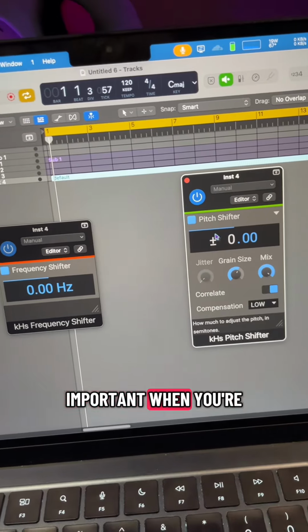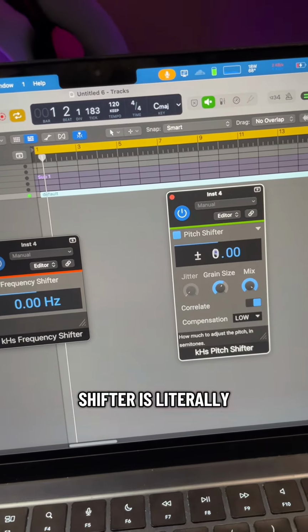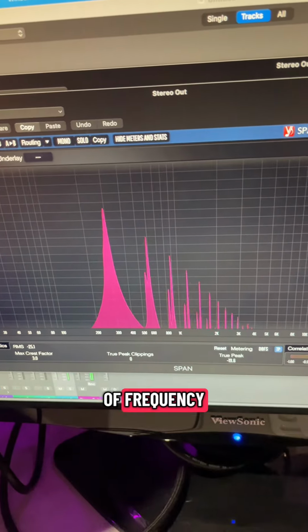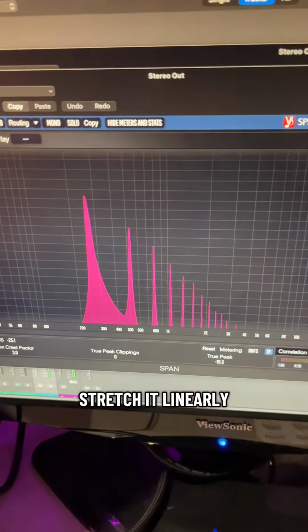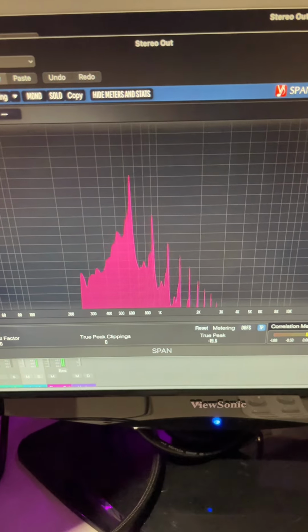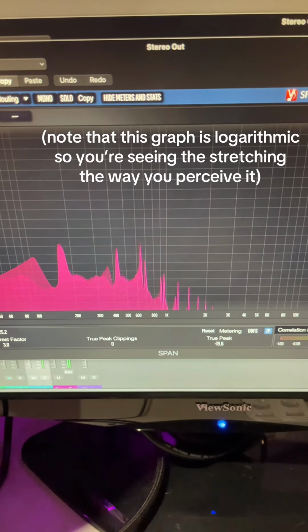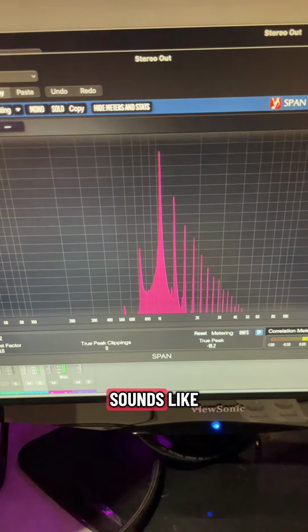This is really important when you're dealing with pitch shifters and frequency shifters. So a pitch shifter is literally just going to transpose it because it's accounting for our perception of frequency. But if you apply a frequency shifter, well, that's going to stretch it linearly. But because our perception is logarithmic, that's what it sounds like.